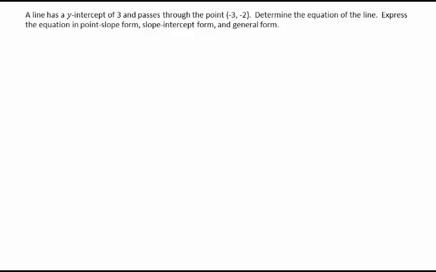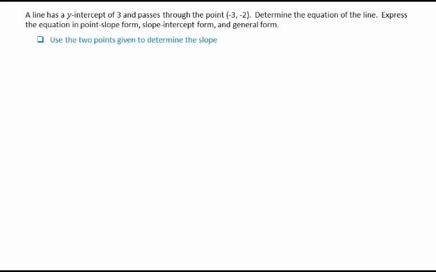A line has a y-intercept of 3 and passes through the point -3, -2. Determine the equation of the line. Express the equation in point-slope form, slope-intercept form, and general form.